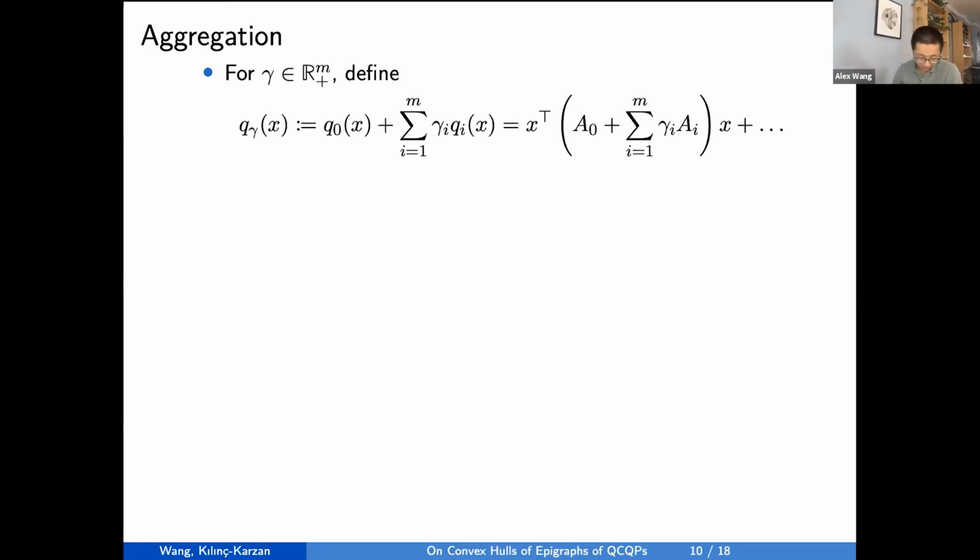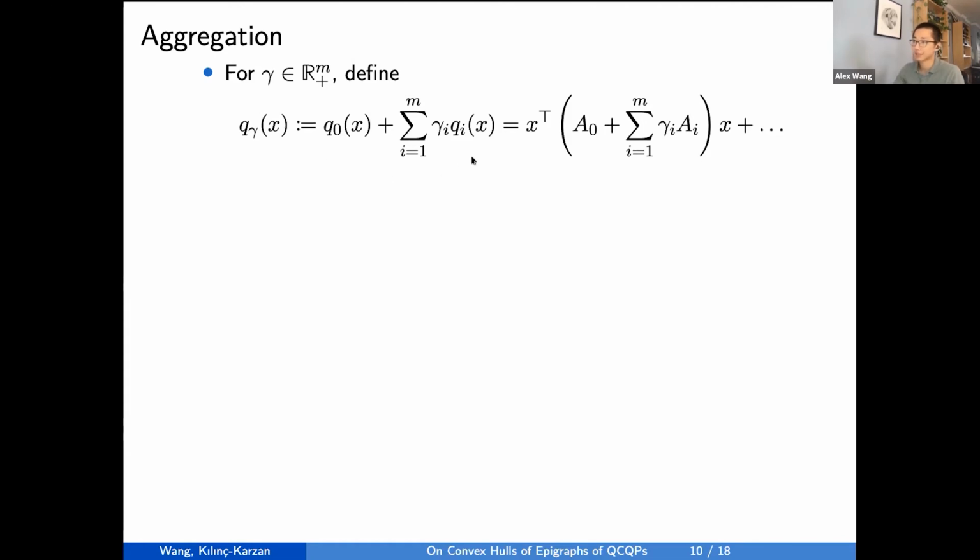So I'm going to tell you a story that sounds very similar to the usual story of Lagrange aggregation. I have some vector, it's going to be my aggregation weights. They'll be non-negative. And I'm going to define this Lagrange function, which you can think of as a function of both my dual variable gamma and my primal variable x. But for now, we'll just think of it as a function of x, with gamma being fixed here. So for every fixed gamma, I'll define q gamma of x to be q0 of x plus the sum from i equals 1 to m of gamma i qi.